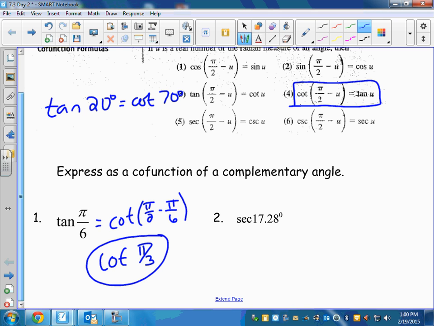But how do I know what to do? The big thing that you need to know is which ones go together. Secant goes with cosecant. So this would be equal to cosecant of, am I going to take pi halves minus 17.28? Because I'm in degrees, I'm going to take 90 degrees minus 17.28 degrees to get my answer.